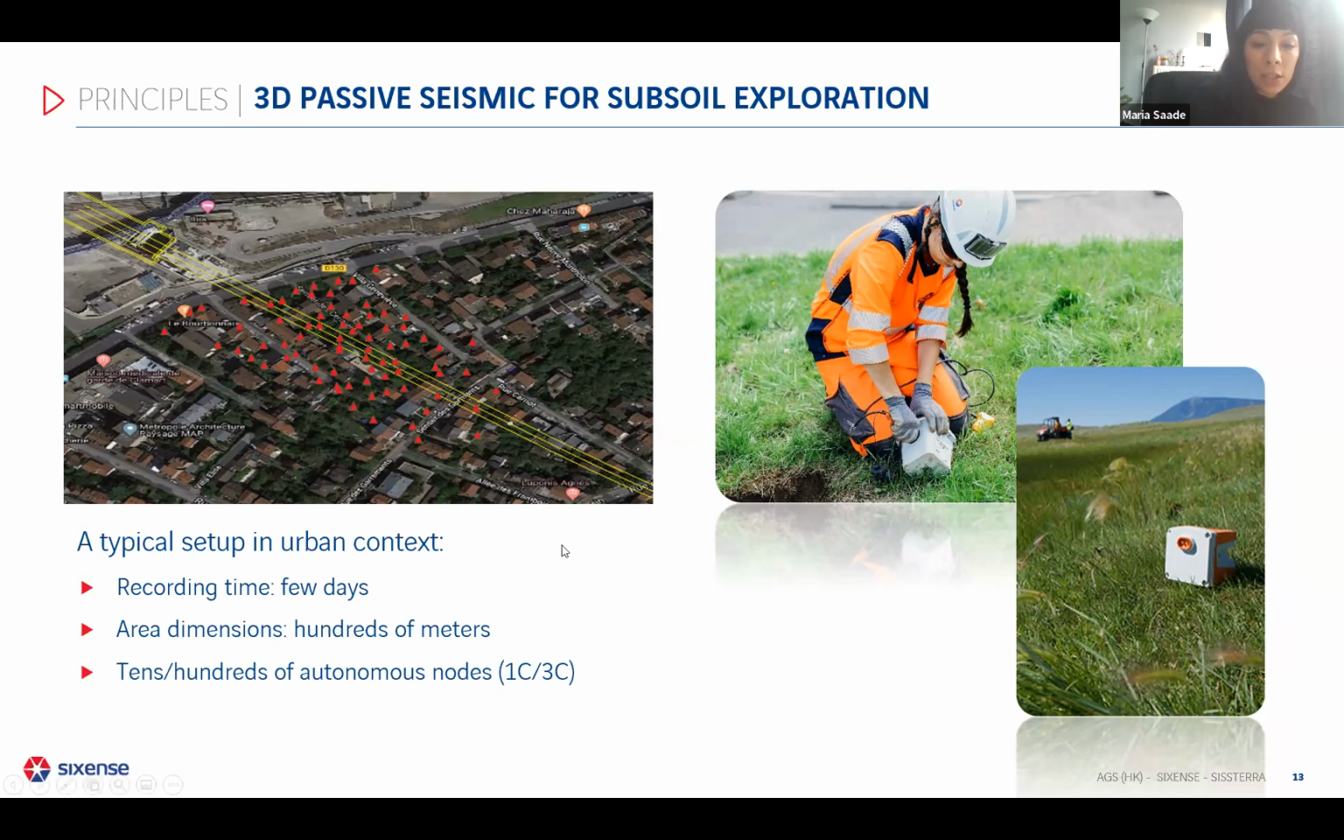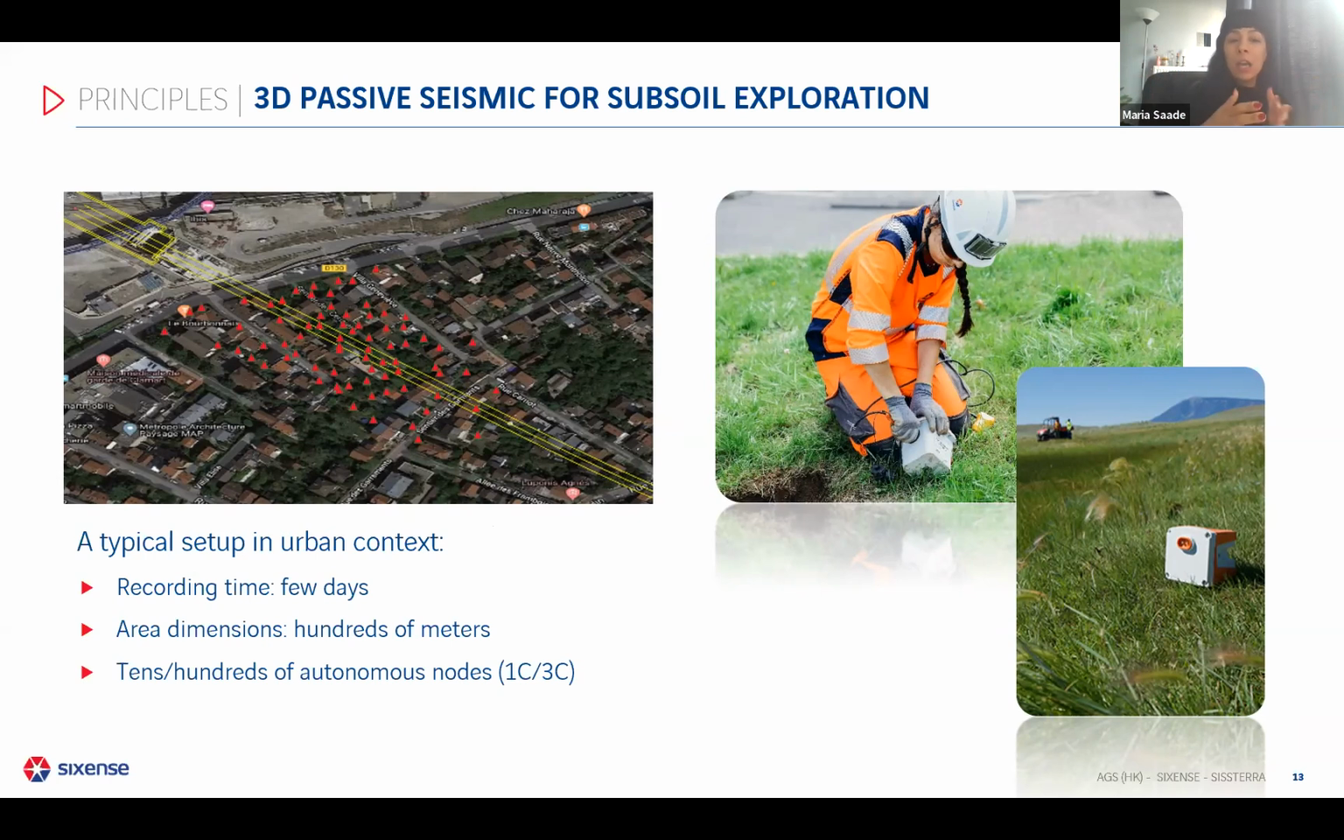So let's start with the acquisition. The acquisition is about deploying a dense network of seismic nodes on the surface of the study area. So we deploy autonomous nodes, so wireless and very easy to deploy on the surface. The design of the network is prepared beforehand, depending on what we are looking for in terms of depth of investigation and resolution. Usually the distance between the nodes should be equivalent to the lateral resolution that we are looking for in our final result.